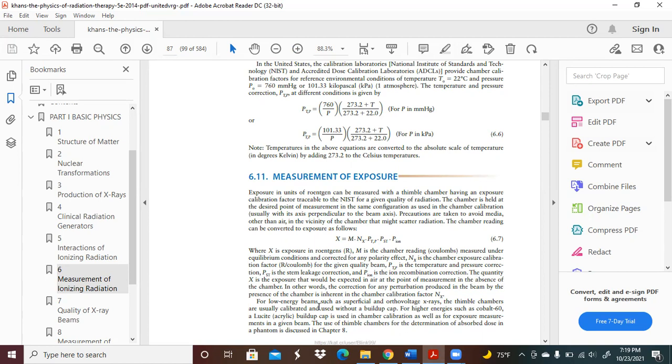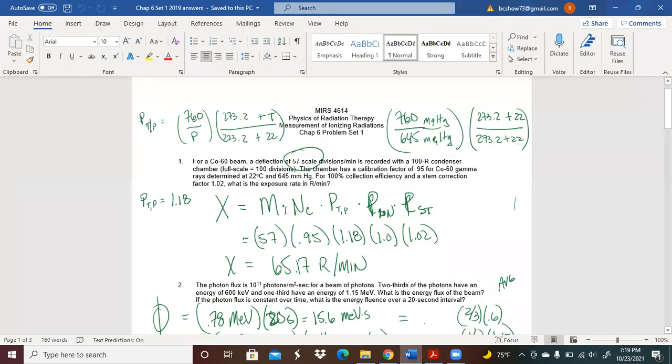So the quantity X is the exposure that would be expected in air at the point of measurement in the absence of the chamber. So in other words, the correction for any perturbation produced in the beam by the presence of the chamber is inherent in the chamber calibration factor. So getting acquainted with all of that, we are again looking for the exposure rate.